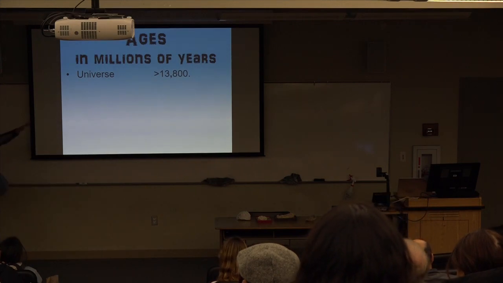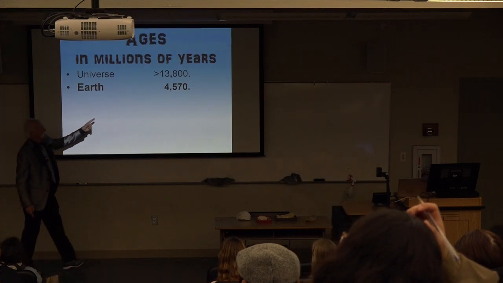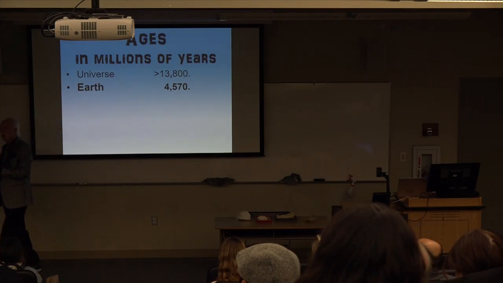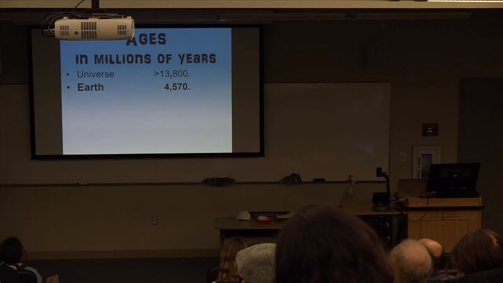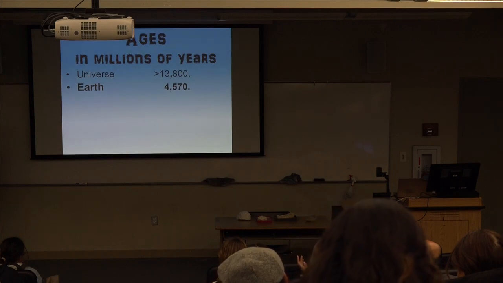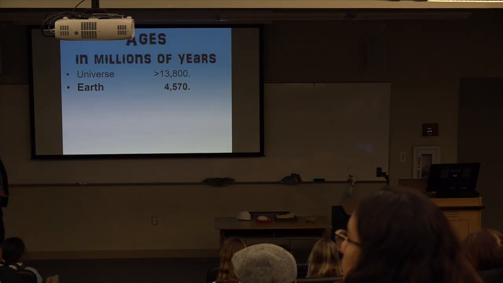And that's only because that's as far as we can see or know. Who knows how much farther it goes? I'm sure we're not at the end of it. For the Earth itself, 4,570 million years old, 4.5 billion years old. And this is one of the things I'm going to be emphasizing tonight: to understand the Earth, you must think over long lengths of time. When I say we are a historical science, this is a part of that history aspect, is change over time.